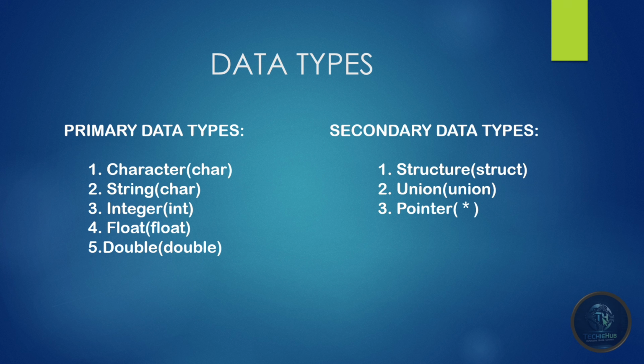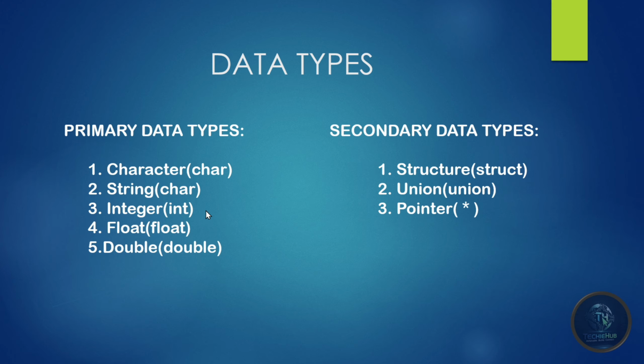Float is nothing but decimal points with approximation of 7 decimals, like 3.14 or 3.14159. This is considered float. Double is nothing but the same decimal point, but with precision of 14 decimals.